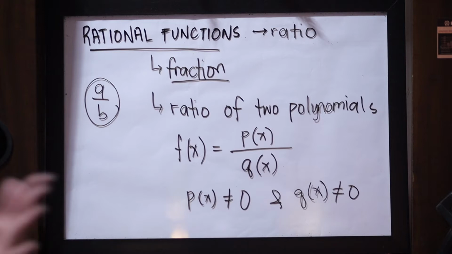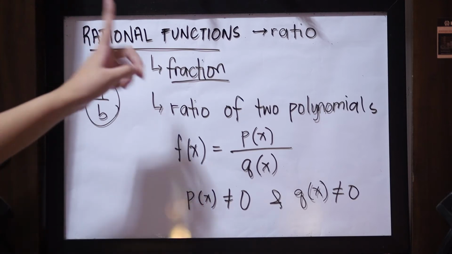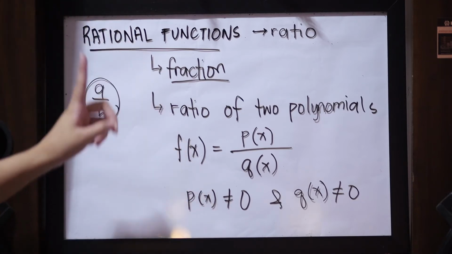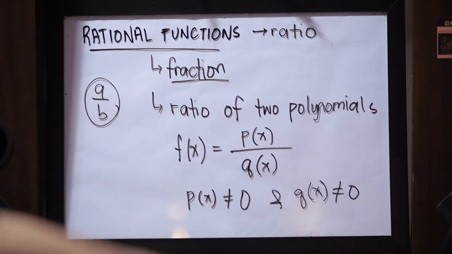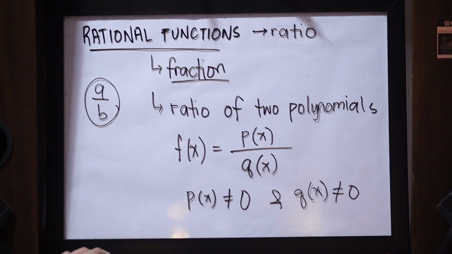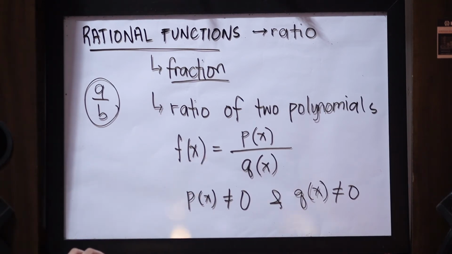So, ngayon, dahil function nga siya, hindi pwedeng number lang. Kasi pag number lang, rational number lang yon. So, paano siya magiging rational functions? Magiging rational function siya if it is a ratio of two polynomials. When we say polynomials, yung numerator natin is an algebraic expression. Same with the denominator. Pwedeng kahit na anong function siya.